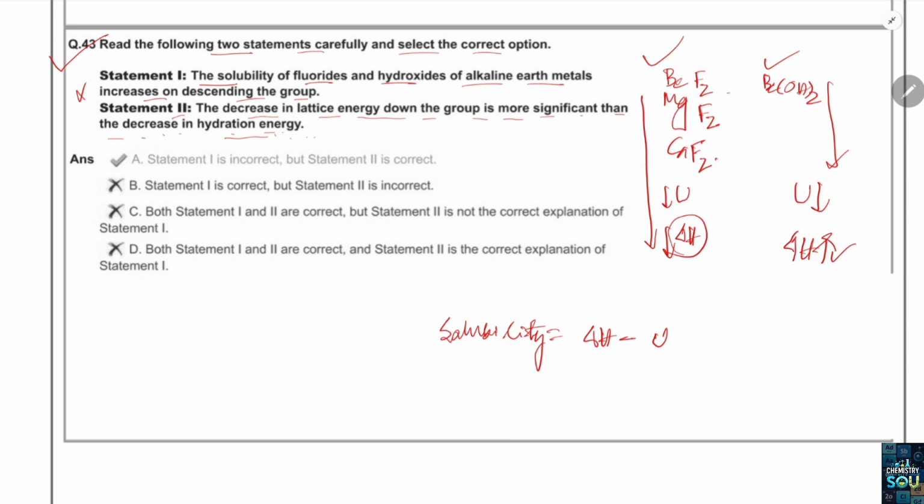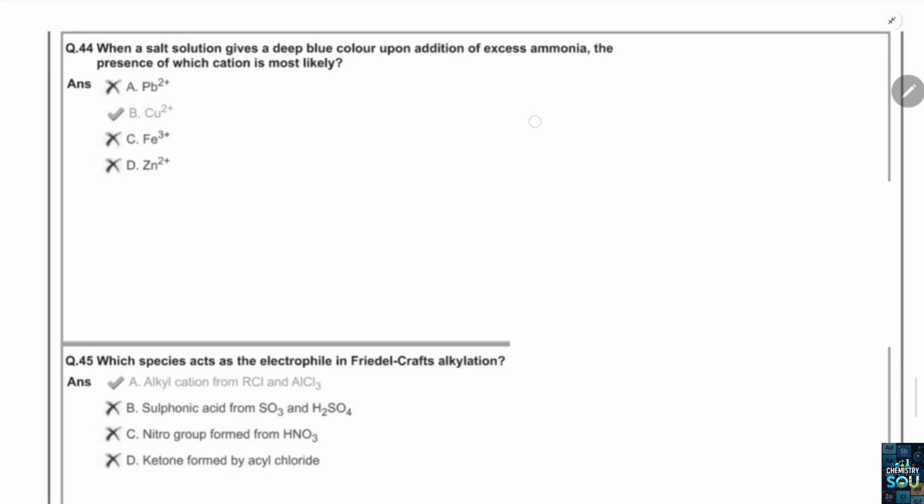That is true because for most of the cases the decrease of lattice energy is very high in comparison to the decrease of hydration energy. So statement 1 is incorrect, but statement 2 is correct. Option A is correct.